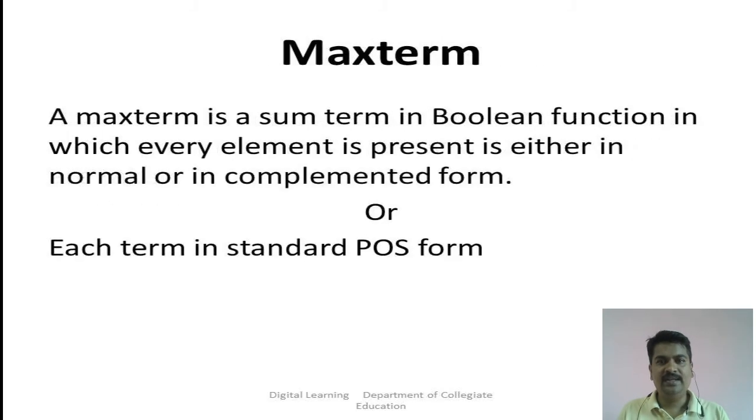Okay, right. So move on to the definition of max term. Max term is a sum term. Min term is a product term which is an individual term in the SOP form. Here the max term is a sum term in the Boolean function in which every element is present either in a normal form or a complemented form. You can define it in another way. Max term is each term in the standard POS form. We understood what POS form is. Each term in the POS form makes the max term.